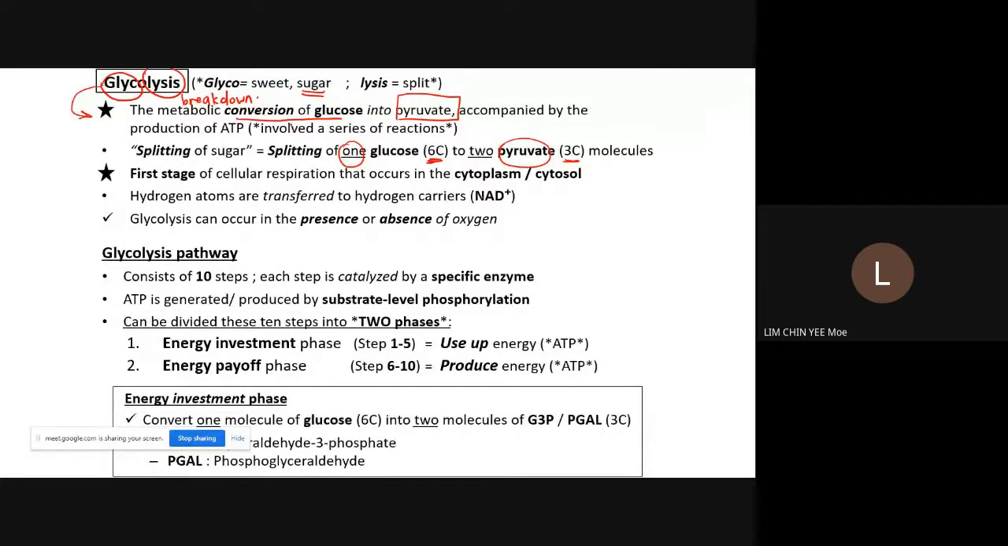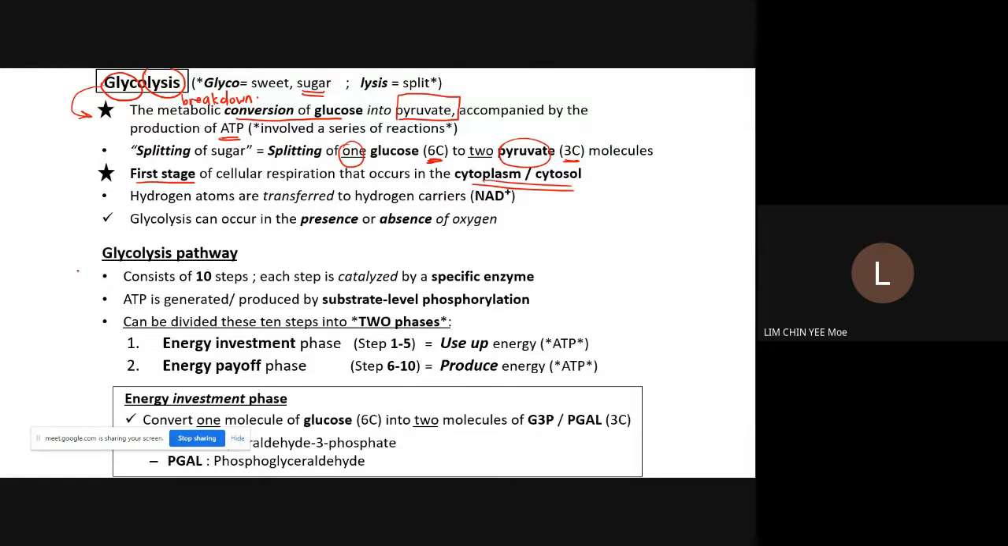Macam mana kita nak split, break down one glucose into two pyruvate, which is three carbon. And during glycolysis, there akan ada production of ATP. Like I mentioned just now, this is the first stage of cellular respiration and it occurs in the cytoplasm.